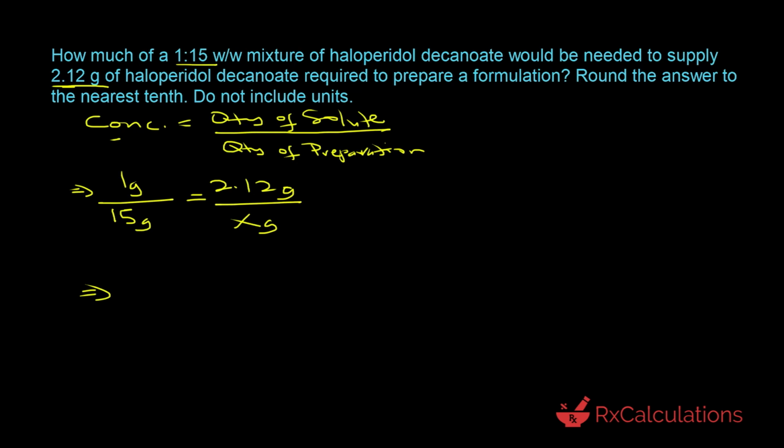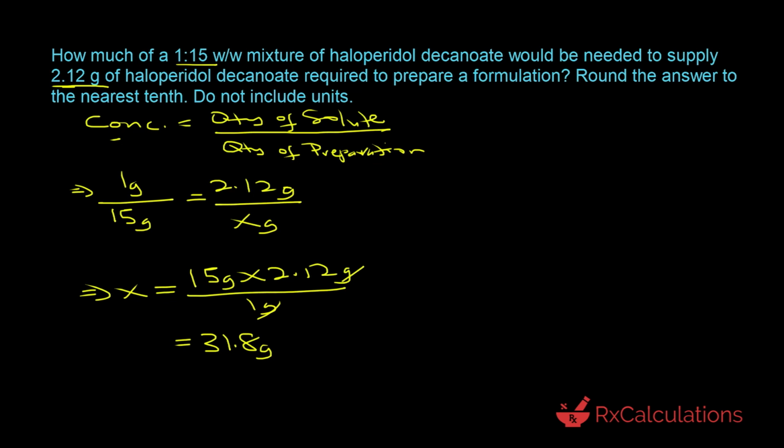So we'll go ahead and solve for x, which is the unknown. X is going to be equal to 15 grams times 2.12 grams divided by 1 gram. The grams cancels out, and you end up with 31.8 grams. But notice the question says round to the nearest tenth, do not include units. And so the answer is going to be 31.8.